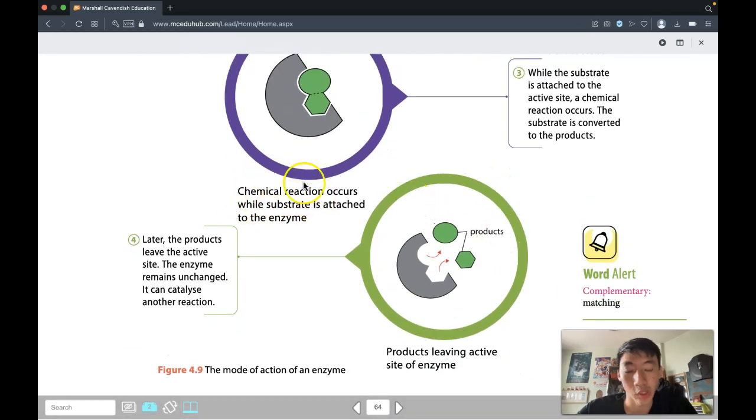So yes, there's a chemical reaction that occurs. Then later the products leave the active site and the enzyme remains unchanged. Some teachers will say the enzyme remains chemically unchanged also. It can catalyze another reaction. So this is the final product. They also teach you the word complementary is like matching.